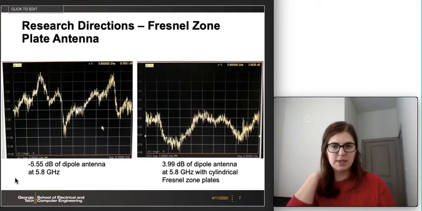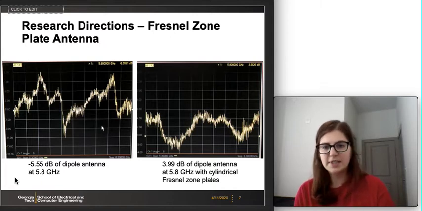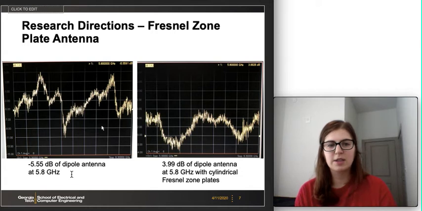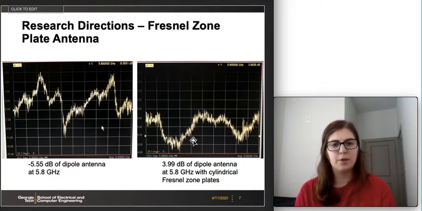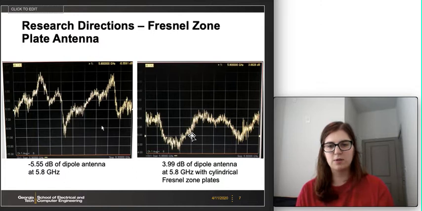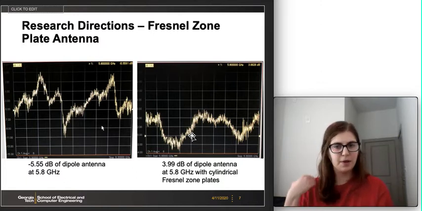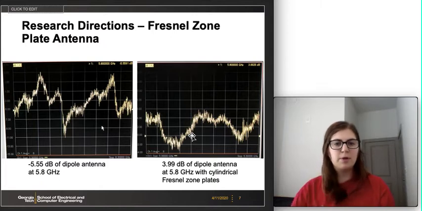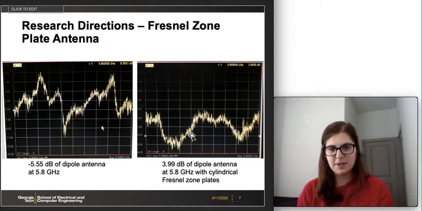So these are the results that I got from this study. On the left, you see at 5.8 gigahertz, the received signal strength of the receiving antenna from the transmitting antenna, which is just a dipole, is negative 5.55 dB. And then on the right, you see the received signal from the transmitting antenna that does have cylindrical Fresnel zone plates around the dipole is about 3.99 or 4 dB.